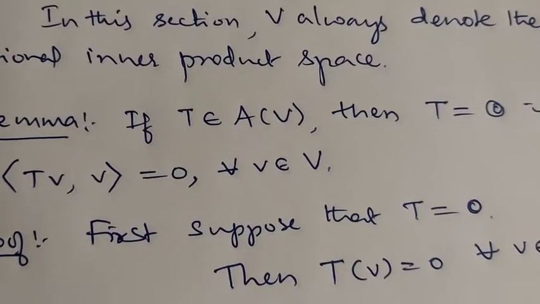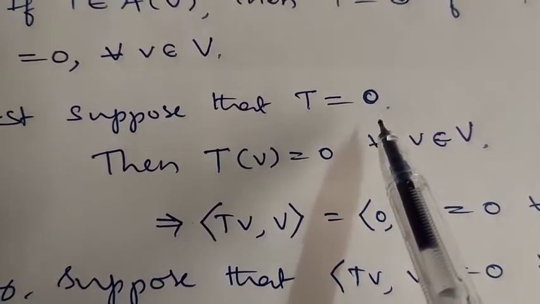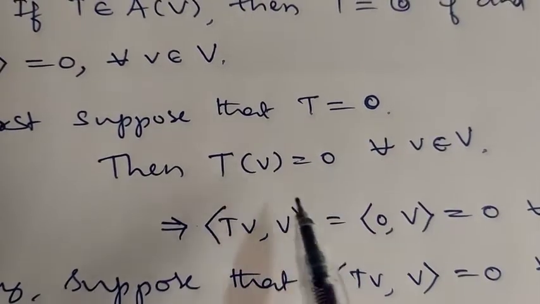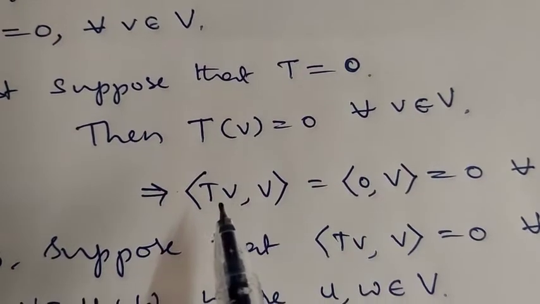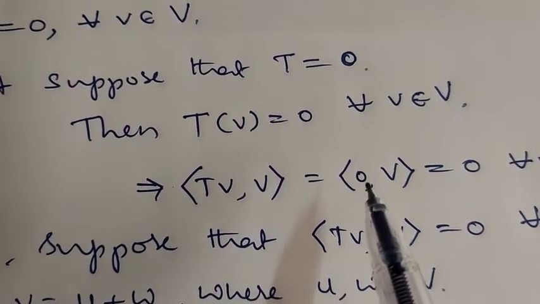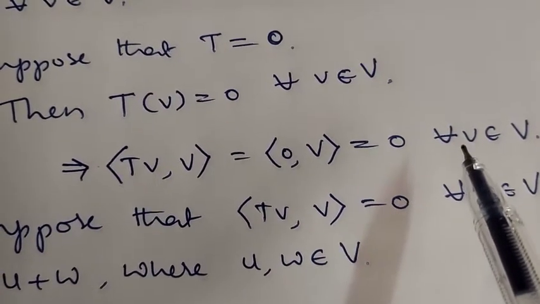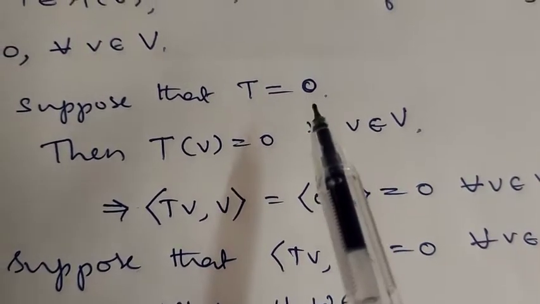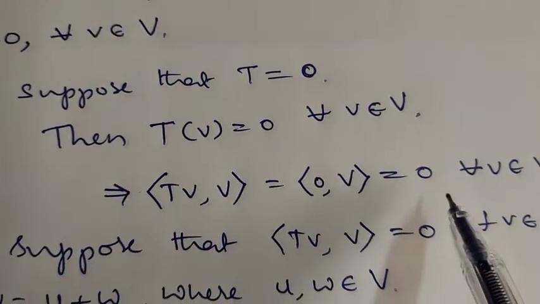First, suppose that T is a zero transformation, means T is equal to zero. Now, a zero transformation always carries every vector to zero. Accordingly, T of v is zero for every v belongs to V. This implies the inner product of T of v comma v is equal to the inner product of zero comma v. Zero comma v is always zero. This holds for every vector v belongs to V. Thus, we have proved T is 0 implies the inner product of T of v comma v is 0.